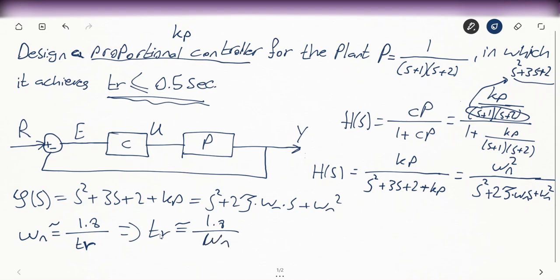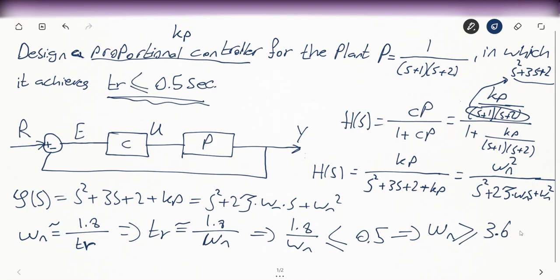You know that TR, the rise time of our system, needs to be less than 0.5. So we may write that 1.8 over omega n, which is almost TR, should be less than or equal to 0.5. And this gives us that omega n should be greater than or equal to, skipping some calculations, 3.6 radian per second. So this is very important. We have got a result here, and we will be applying this result to our controller.